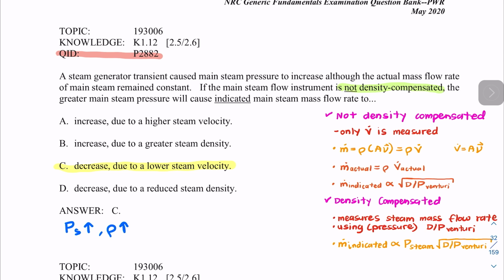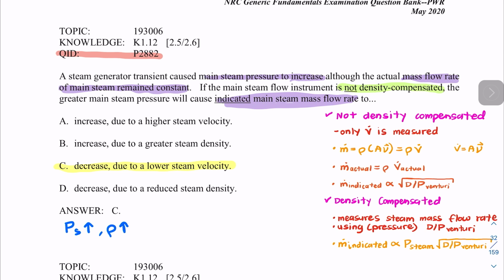This one says that a steam generator transient causes main steam pressure to increase. So main steam pressure increases, right? Although the actual mass flow rate remains constant. So mass flow rate remains constant, right? If the main steam flow instrument is not density compensated, the greater main steam pressure will cause indicated main steam mass flow rate to do what? What is going to happen?